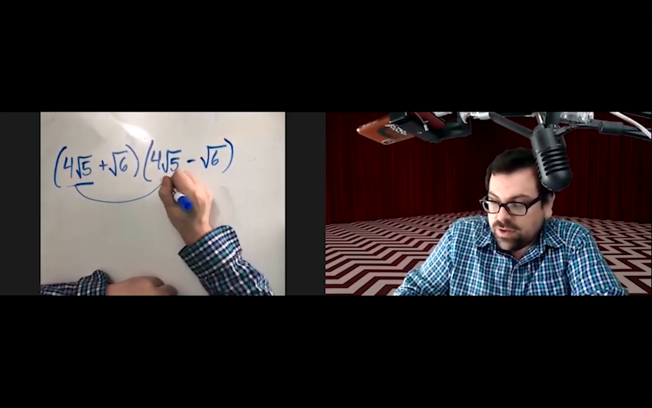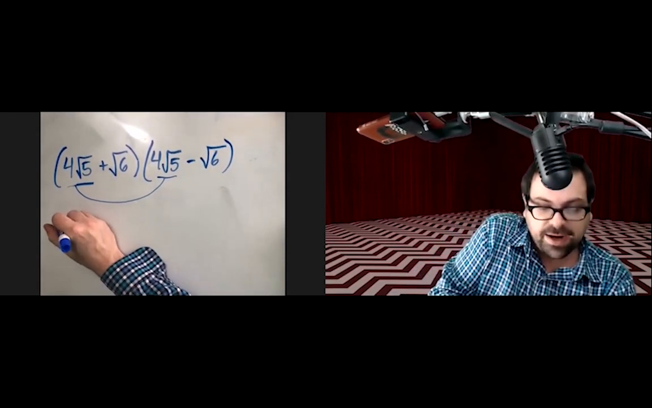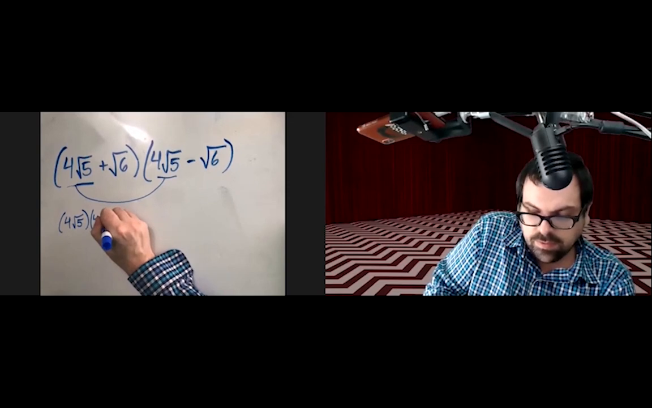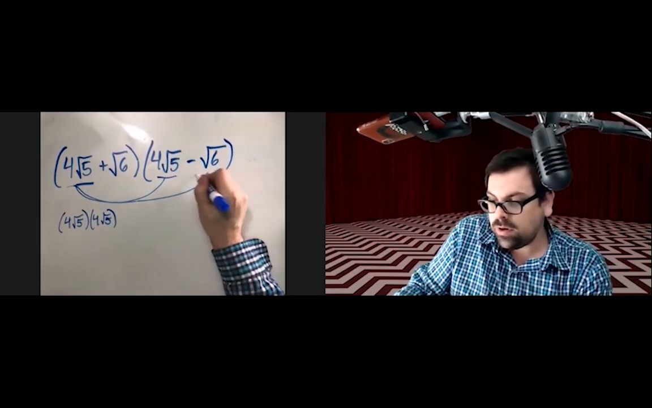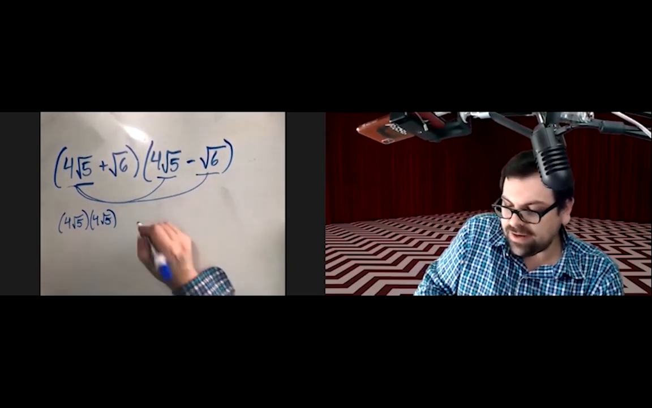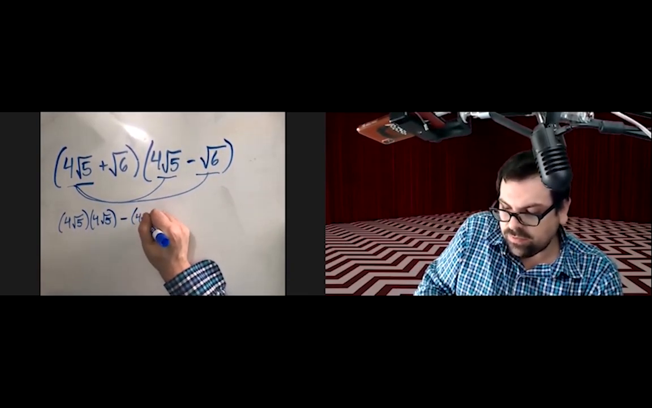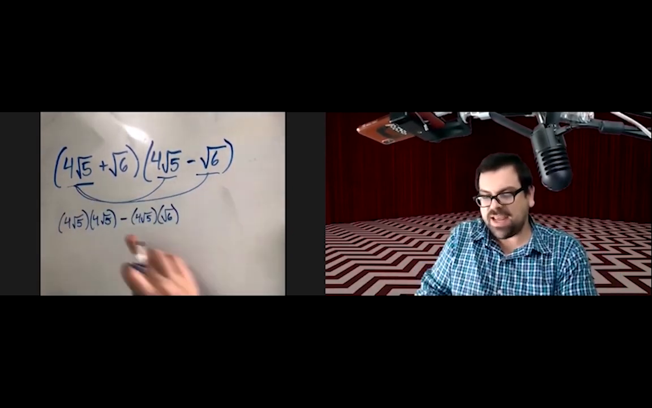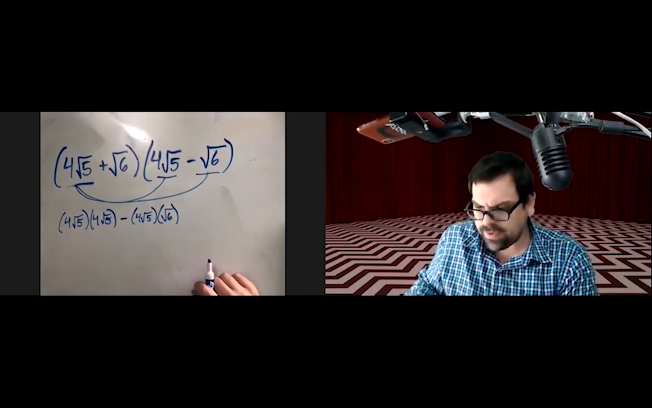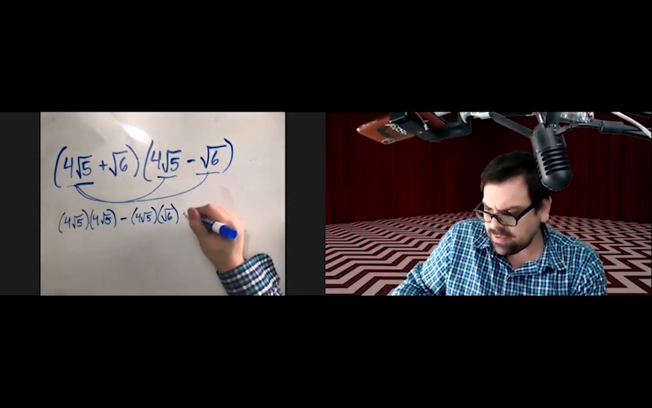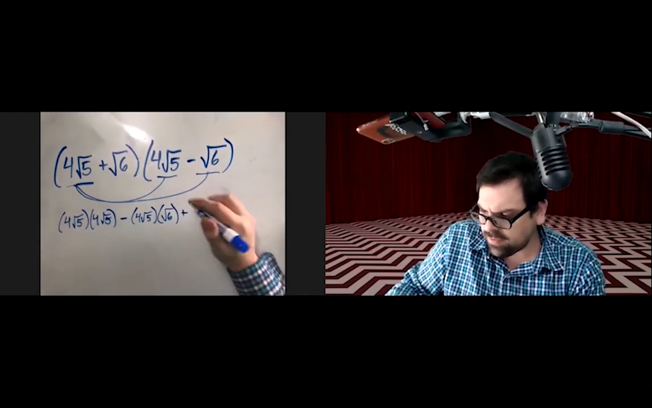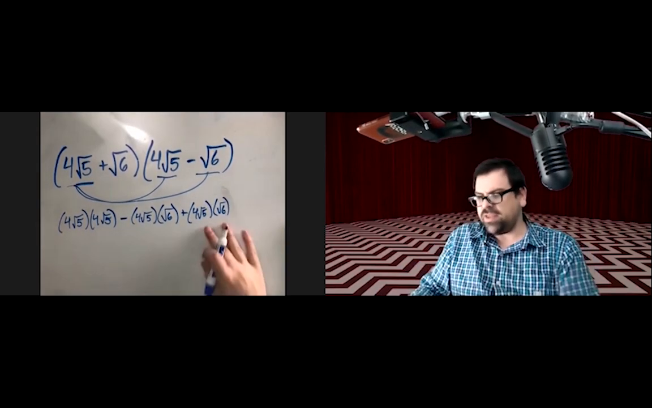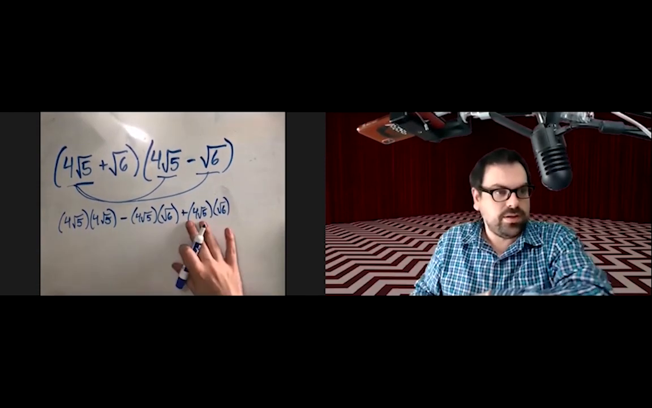Foiling would be first, 4 radical 5 times 4 radical 5. And then outer, 4 radical 5 times negative radical 6. 4 radical 5 times radical 6 with a minus, because positive times negative is negative. Inner, that's going to be plus 4 radical 5 times radical 6. If you have them in the other order, that's okay, but they are still the same thing.